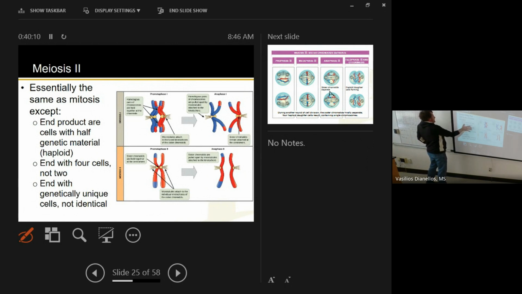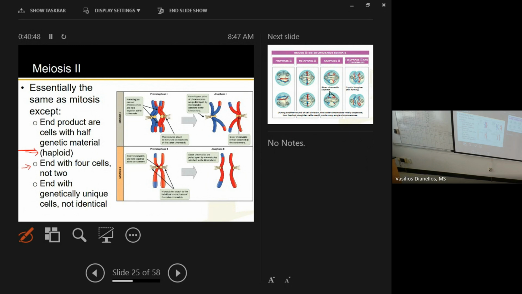Meiosis 2 is essentially the same as mitosis, except the end products are cells with half the genetic material. Another way of saying that is meiosis produces haploid cells, right? And in mitosis, which is what we learned in the last chapter, you start with 1 cell, you end with 2. But in meiosis, you start with 1 cell, you end with 4. In mitosis, except for when things go wrong, we make a perfect copy of the cell. In meiosis, each new cell that is produced is genetically unique.